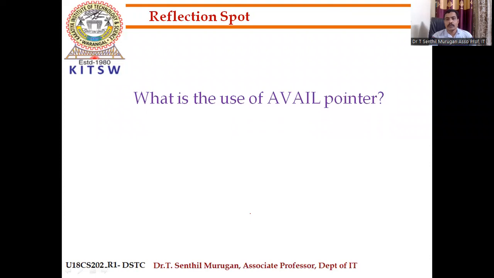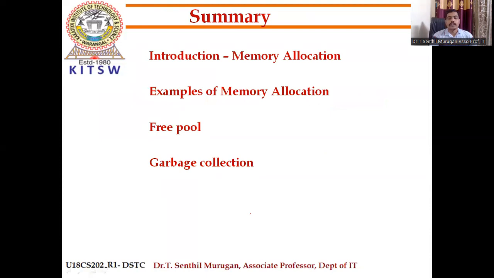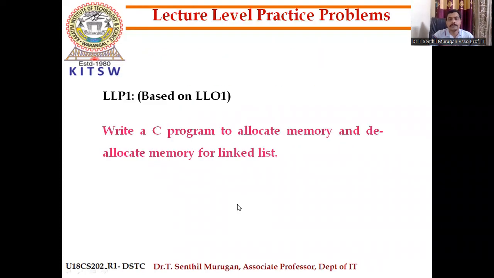Thank you. So I hope you have written the answer easily, because we discussed it multiple times in this lecture. The avail pointer is used for finding the first location of free space where memory space is available, pointing to the next available memory space. So in this video lecture, we have discussed what is memory allocation, examples of memory allocation, what is the free pool and what is garbage collection.